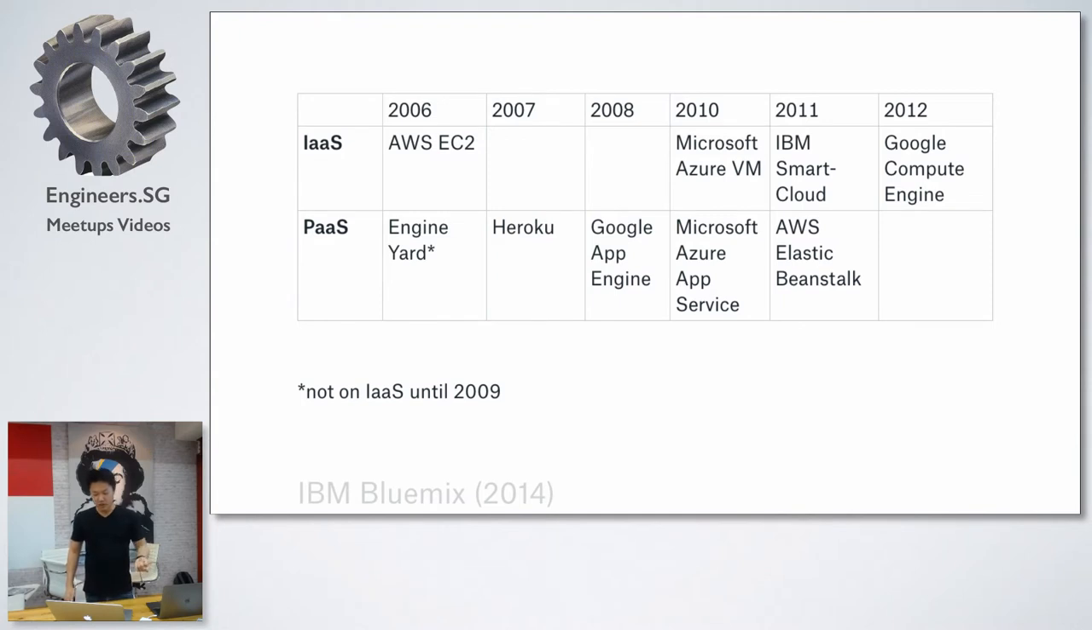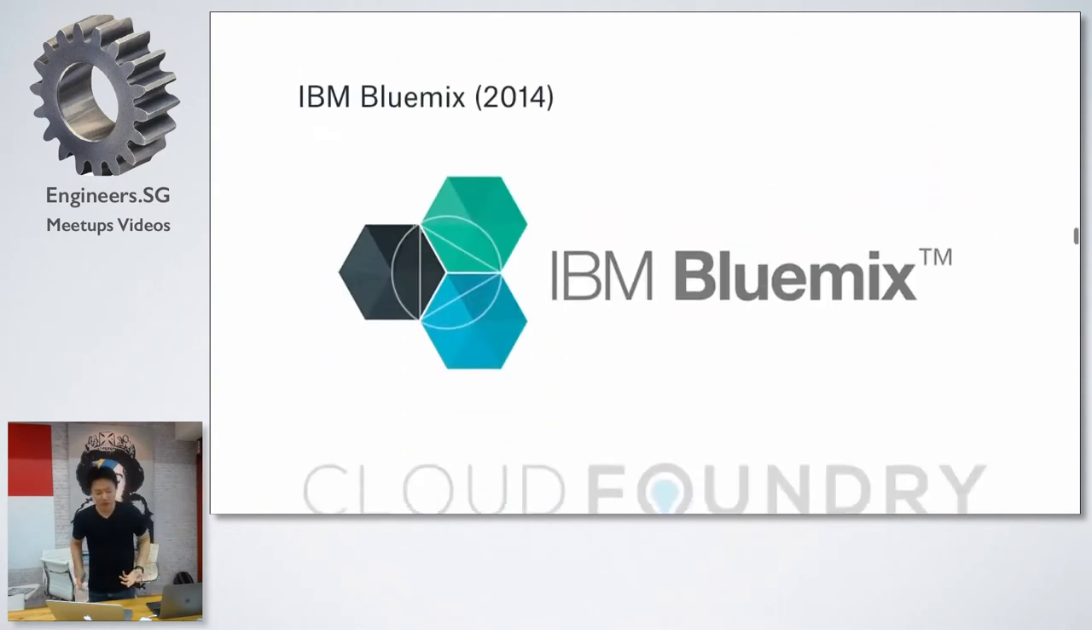So if you notice, AWS also came out with a PaaS, Elastic Beanstalk. Which is not as convenient as Heroku. I'll let you discover that yourself. But if you notice, all the big guys anyway are in both roles, except IBM. So IBM has to answer, what's IBM? So IBM came out with Bluemix, which is the PaaS for IBM.